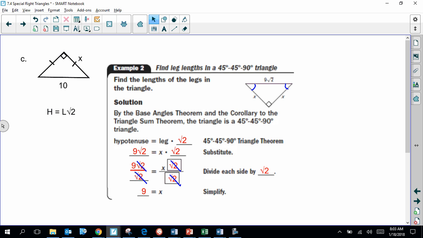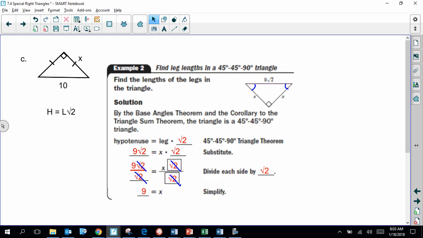And that's a really easy problem to work out, because it's reasonable to say, oh, if the hypotenuse is 9 radical 2, then the leg has to be 9. Or I said that backwards. The hypotenuse has to be the leg times the square root of 2. So we can just knock off the square root of 2 on the hypotenuse, and that gives us the leg.